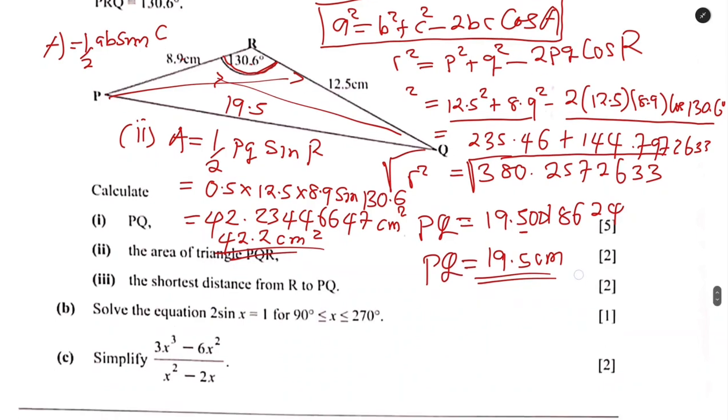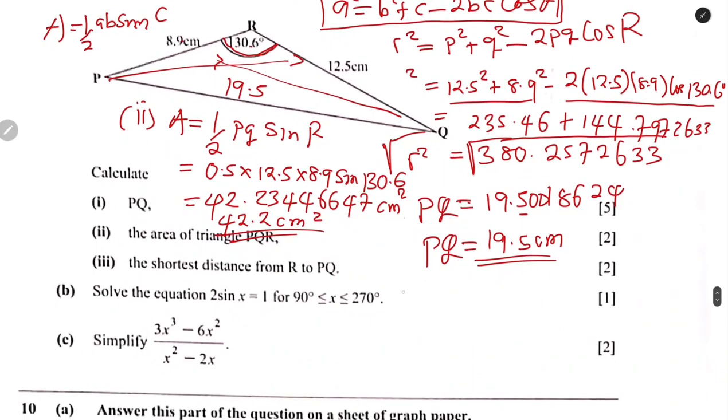Okay, let us answer the third question here. The third question is the shortest distance. Find the shortest distance from R to PQ. If you look at this, the shortest distance is from R to PQ, so it is going here. Automatically, where they say PQ, this PQ becomes your B.